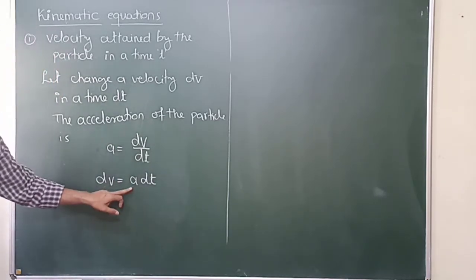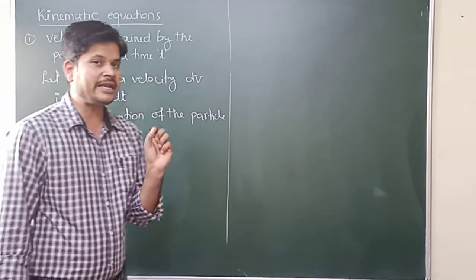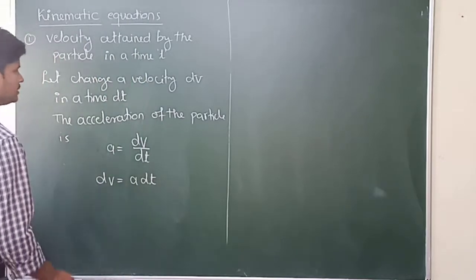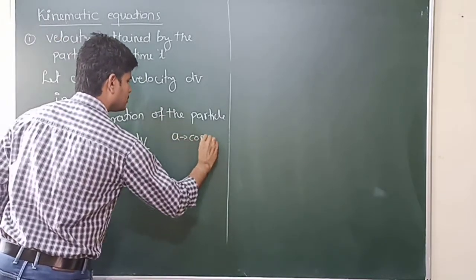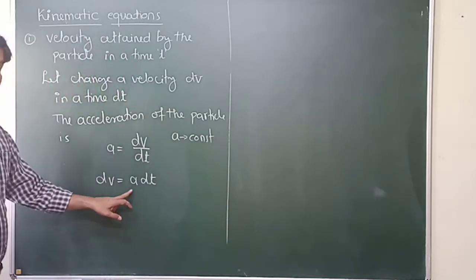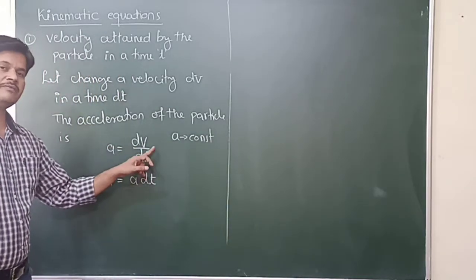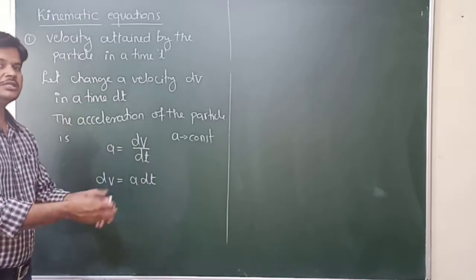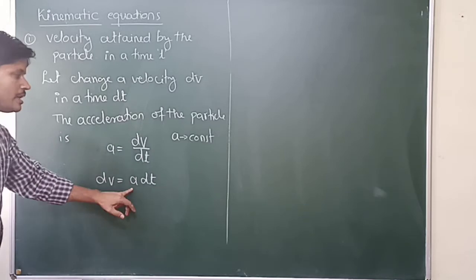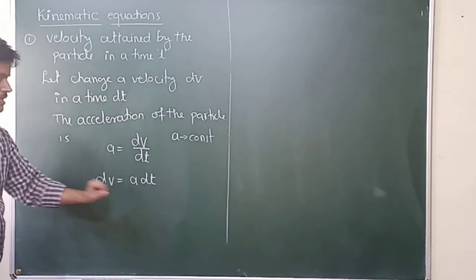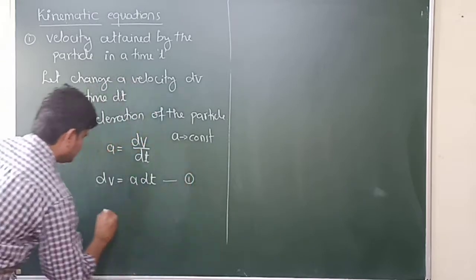Now differentiate this equation. This a is what? Acceleration. That acceleration is a constant. It does not change with respect to time. There may be a change in the velocity, but the change in the velocity is constant at every instant. Therefore, a is a constant term. Remember, now integrate this equation.